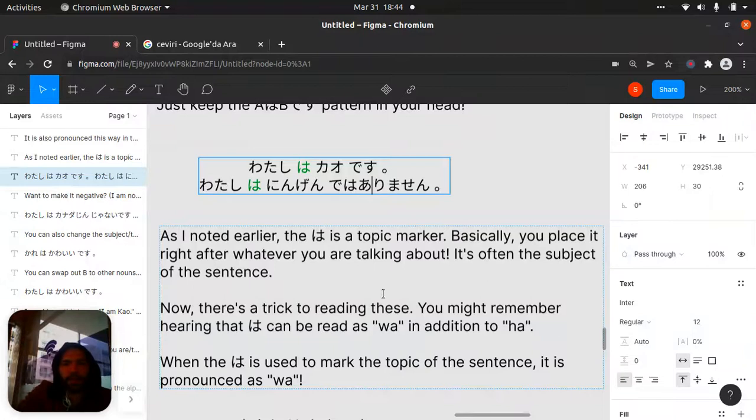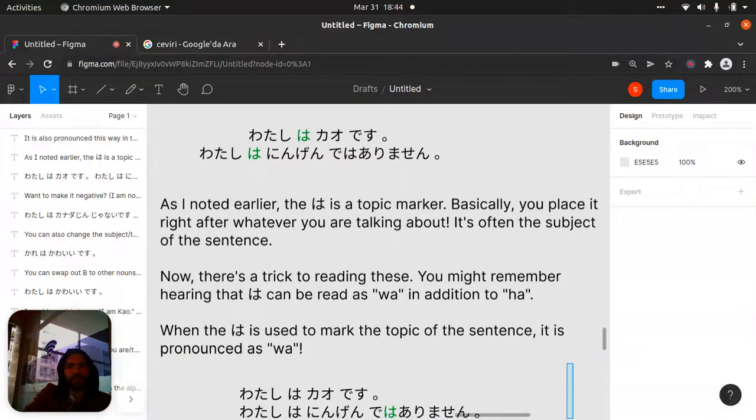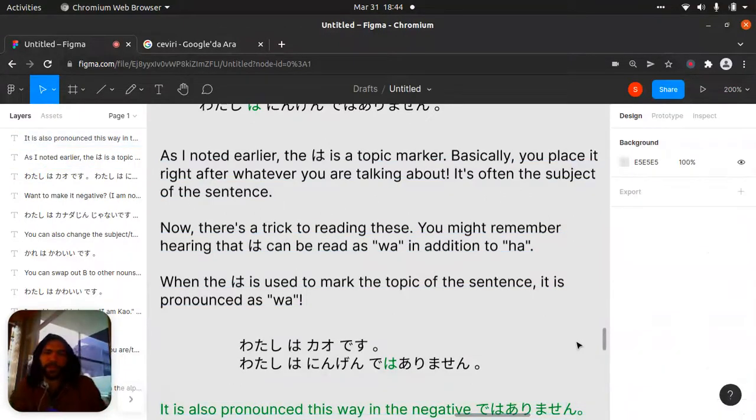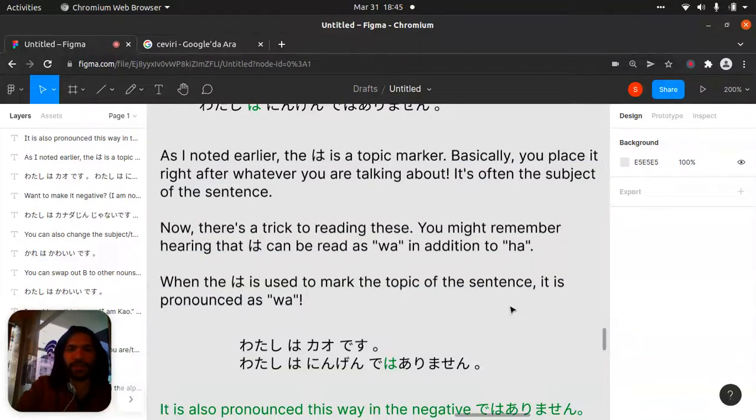As I noted earlier, the ha, which is wa, is a topic marker. Basically, you place it right after whatever you're talking about. It is often the subject of the sentence, right? Now, there is a trick to reading this. You might remember hearing that ha can be read as wa in addition to ha. When the ha is used to mark the topic of the sentence, it is pronounced as wa. Like that.